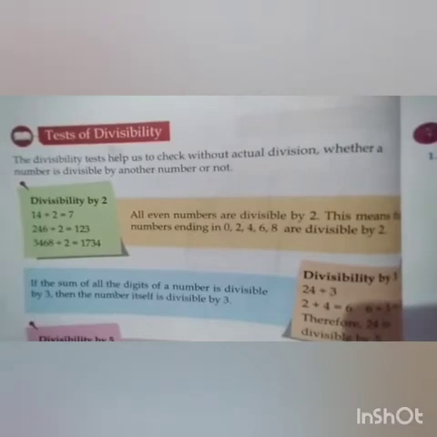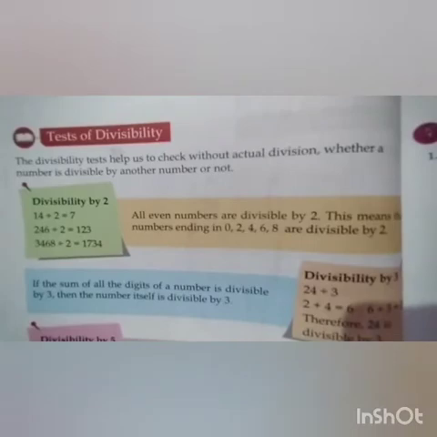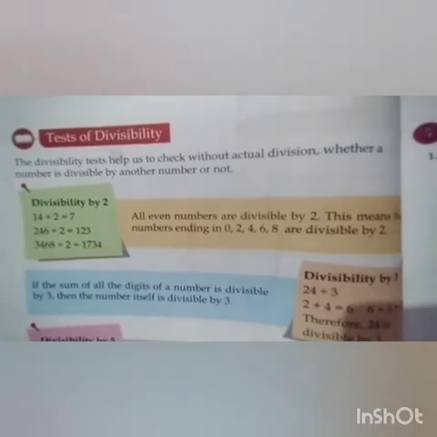One example: in the last two chapters on multiplication and division, you found that without actual division, a number multiplied by 10, 100, 1000, or divided by 10, 100, 1000, can be found directly. The same way, there are other tests of divisibility. Without actual division we will find whether one number is divisible by another.